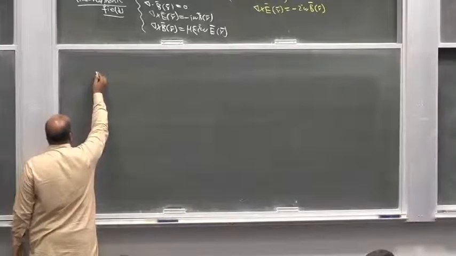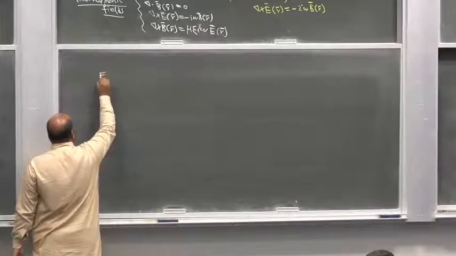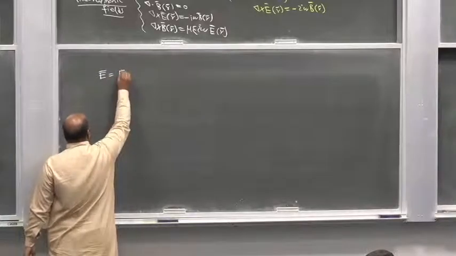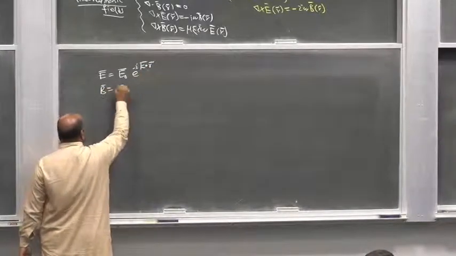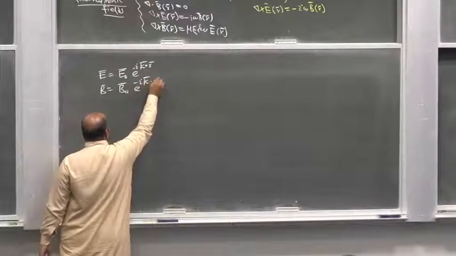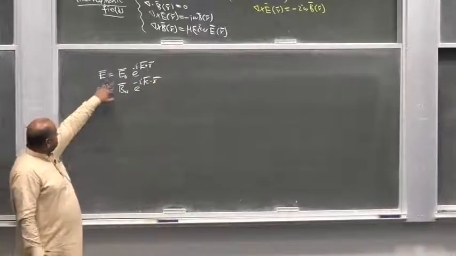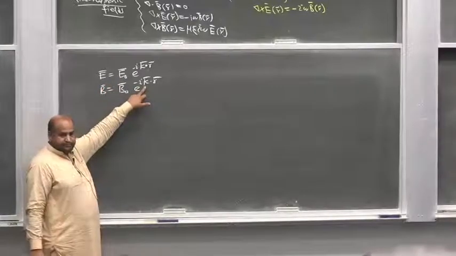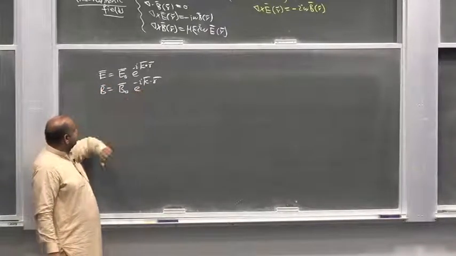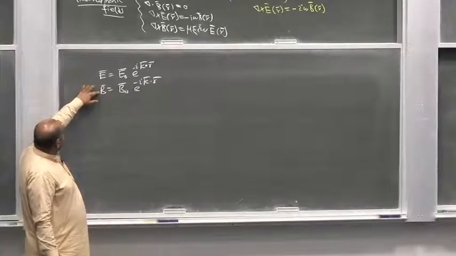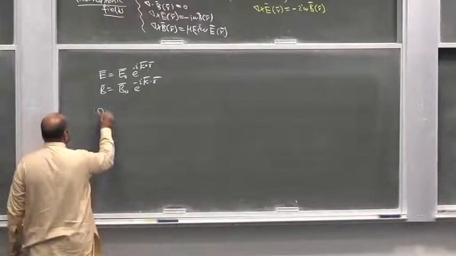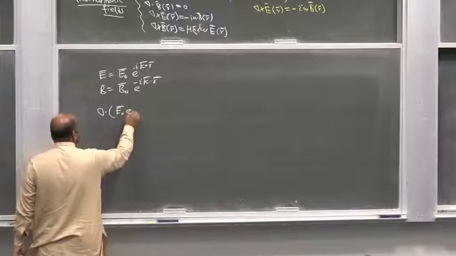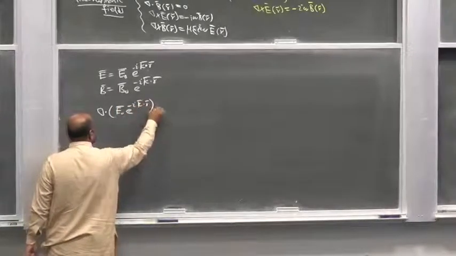So the plane wave can be represented in phasor form like this, and the magnetic field like this. So let's try to find out E naught, B naught, and K in a medium. To do that, we have to substitute these equations into Maxwell equations. So in the first equation, this becomes this.